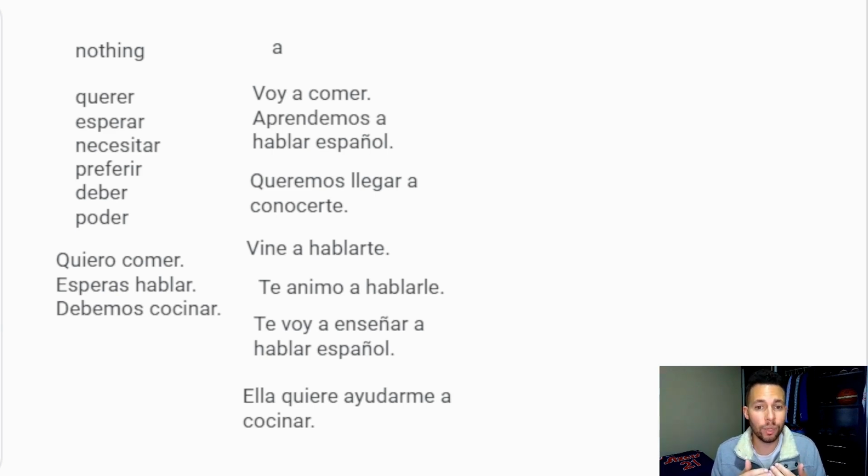And so that is what's interesting. The way I like to describe it here is we are talking about motion ideas, whether it's a figurative motion or a physical motion. For example, vine a hablarte.